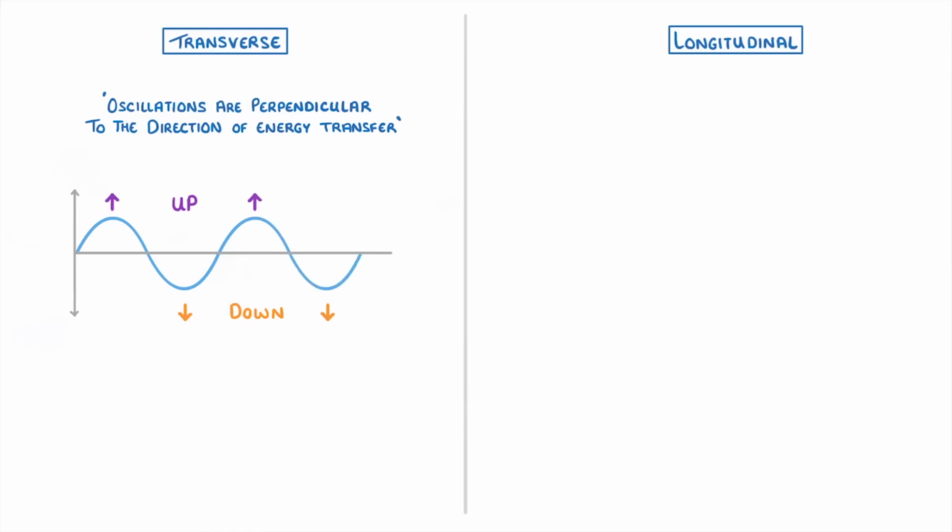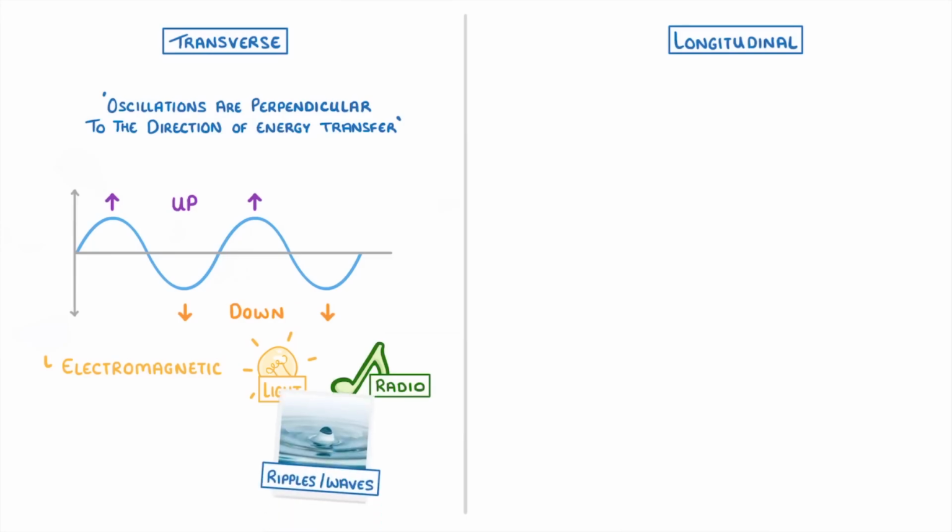Most waves we can think of are transverse, including all electromagnetic waves, like light and radio waves, ripples and waves in water, and the waves of strings like on a guitar.